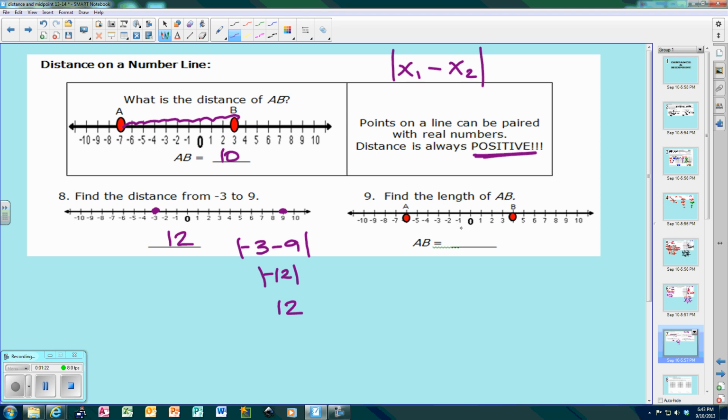Find the length from A to B. Well, A is at -6, B is at 4. So if I use this formula, -6 minus 4, and I take the absolute value, I get -10. And the absolute value of -10 is 10 because it's always positive. So to go from A to B, you would take 10 steps.